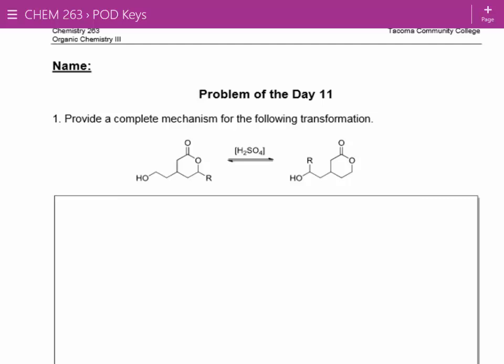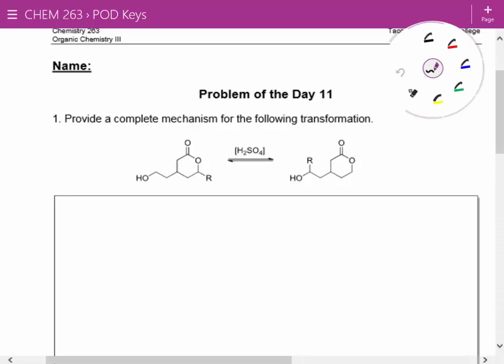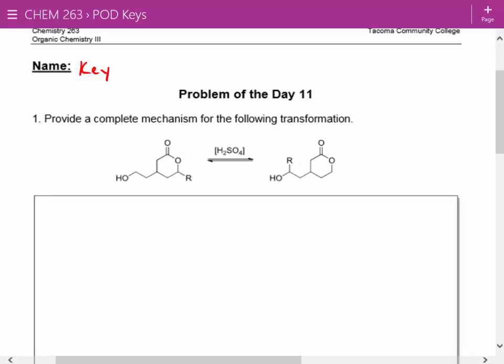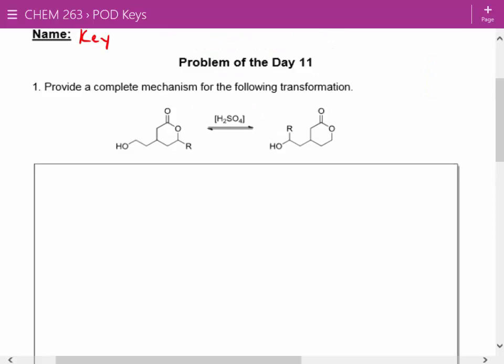All right, the problem we have today involves an intramolecular transesterification, if that's a mouthful. Intramolecular transesterification. All right. This was one of the challenge problems from the book, but I really liked it, so I threw it at you guys pretty early on. I liked it too.